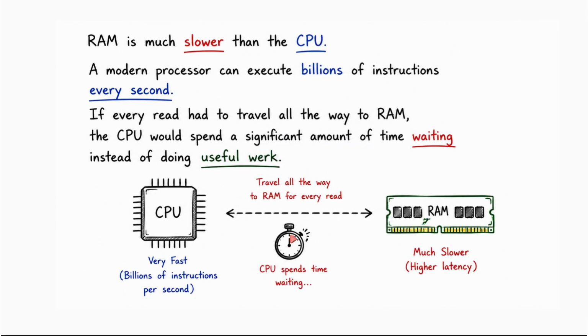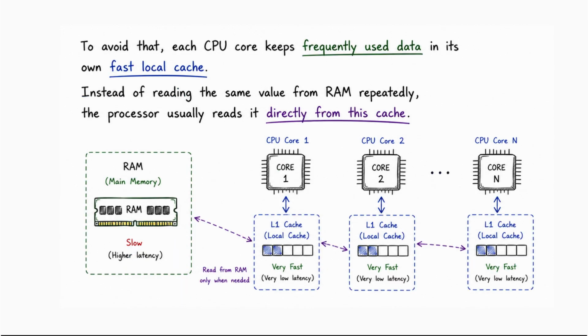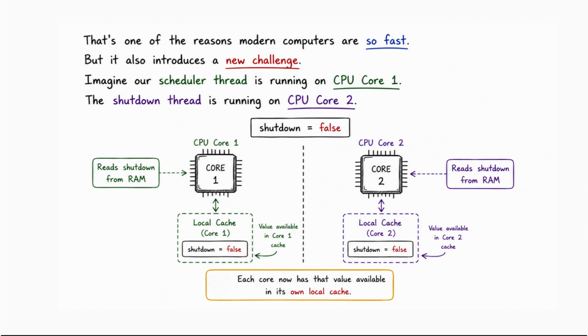RAM is much slower than the CPU. A modern processor can execute billions of instructions every second. If every read had to travel all the way to RAM, the CPU would spend a significant amount of time waiting instead of doing useful work. So to avoid that, each CPU core keeps frequently used data in its own fast local cache. Instead of reading the same value from RAM repeatedly, the processor usually reads it directly from this cache. That's one of the reasons modern computers are so fast, but it also introduces a new challenge.